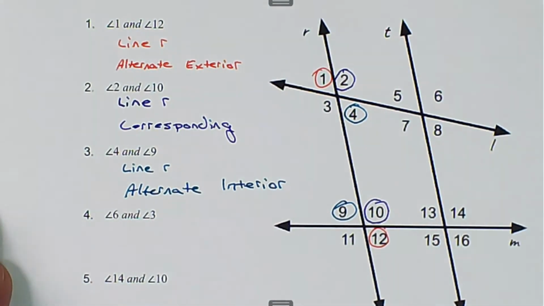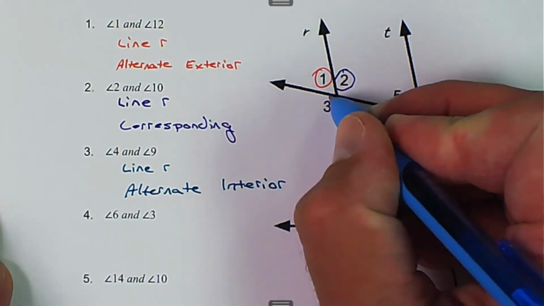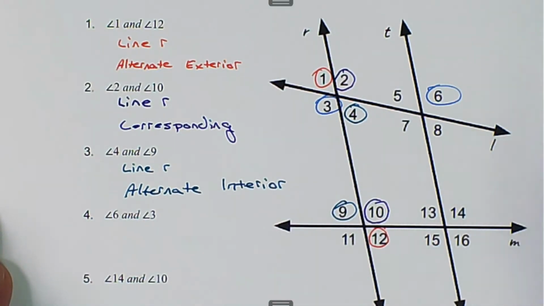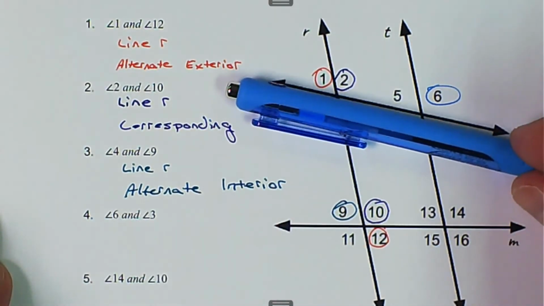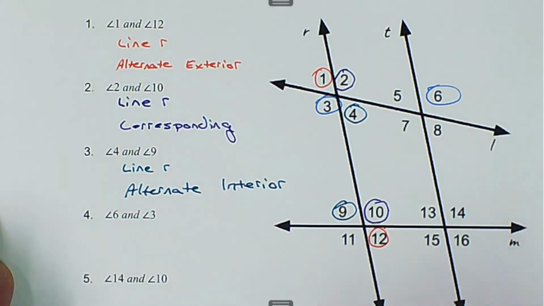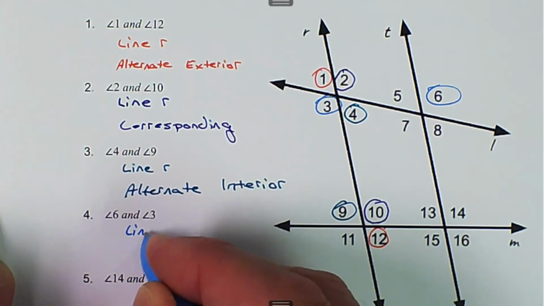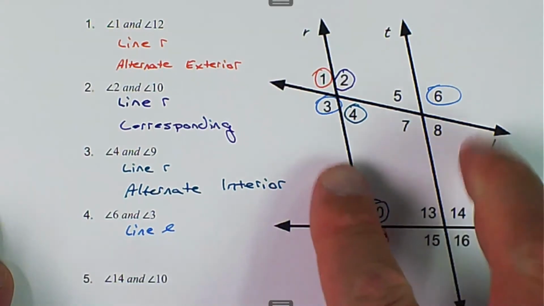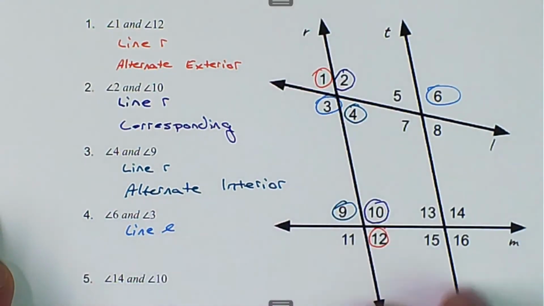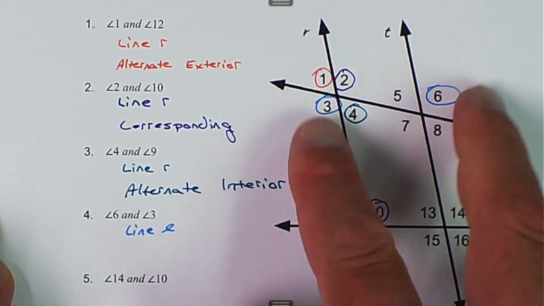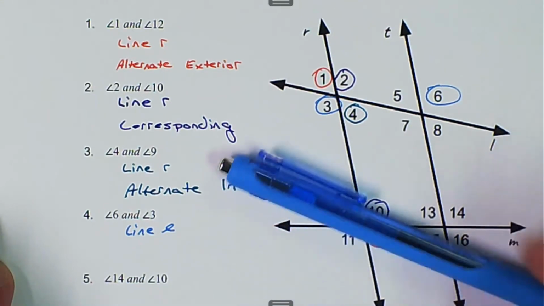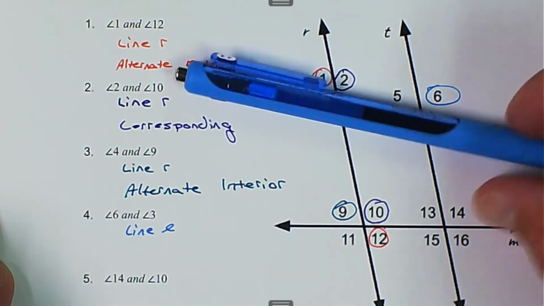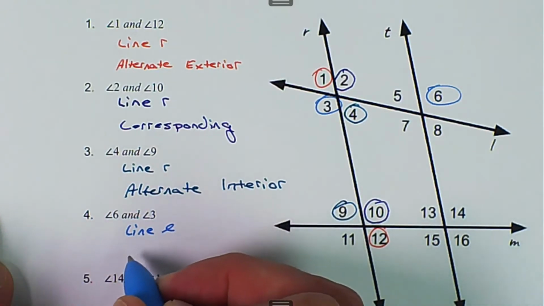Next we have angle 6 and angle 3. Here's angle 6 and here's angle 3. Now we switch the transversal. Now we have the transversal here, which is line L. Are they both interior? No, they're both exterior. And then we have to decide, are they on the same side or not? They are not. So these are going to be alternate exterior.